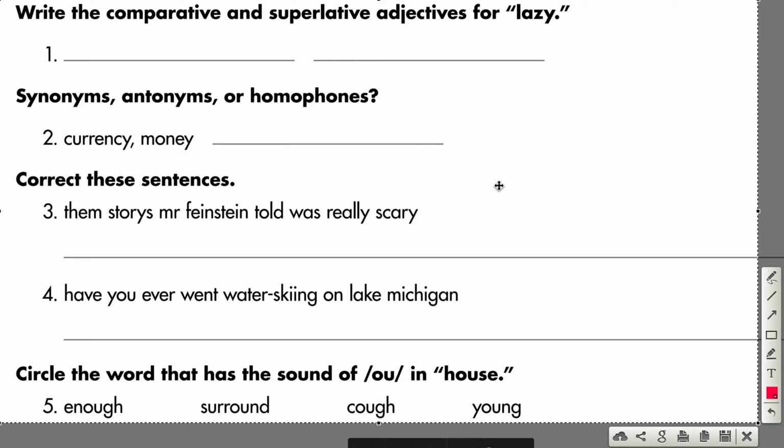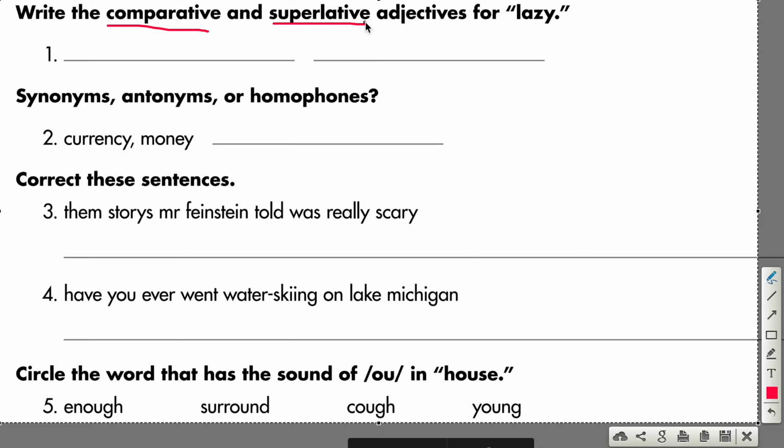So write the comparative and superlative adjectives for lazy. These are very fancy terms for something very simple. Comparative and superlative. Man, those are big words for something simple. So the comparative form of something is when it ends in ER or IER.